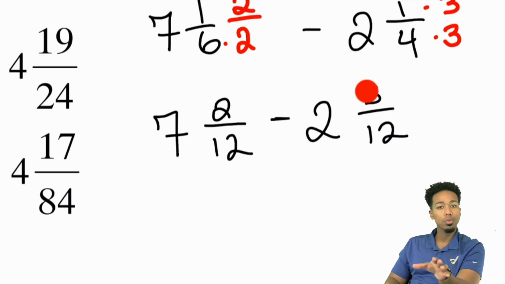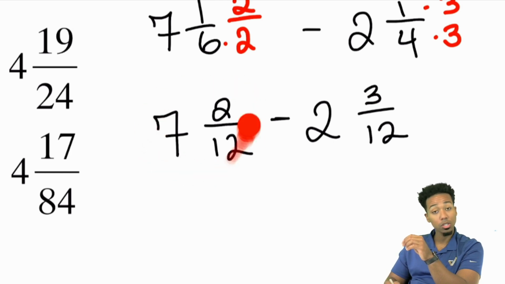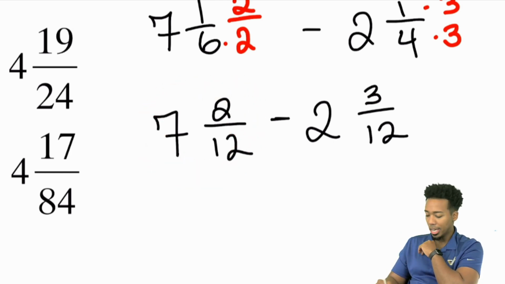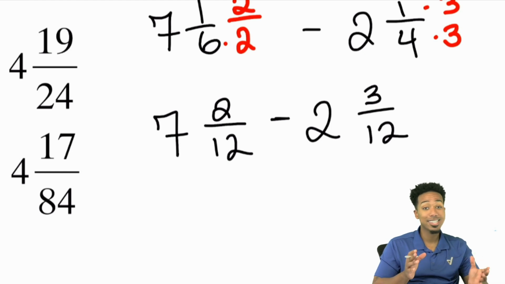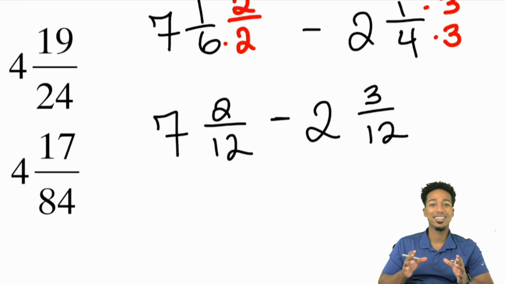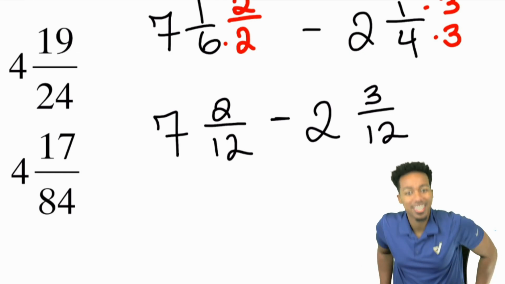Now here's what some people do in a panic. They'll go ahead and turn this entire thing into a mixed number, or excuse me, an improper fraction, and then turn this into an improper fraction, subtract them, and then you have to turn it all the way back to a mixed number again. It's not necessary, everybody. It is not necessary. Let me show you a little shortcut that you can take.